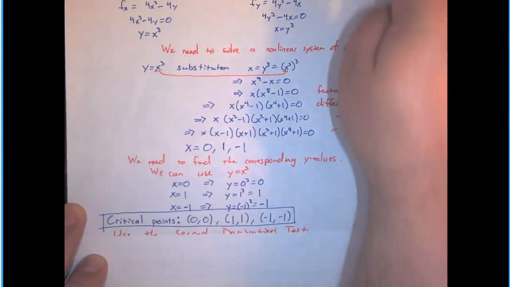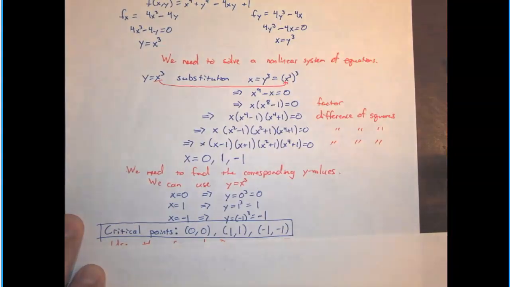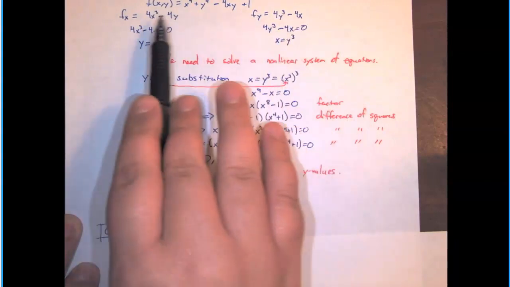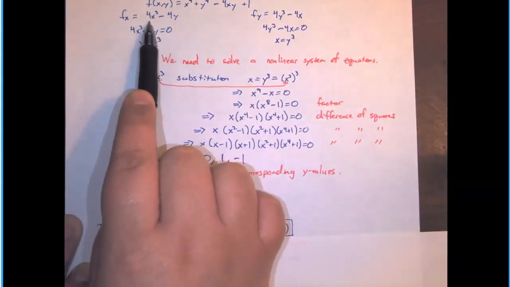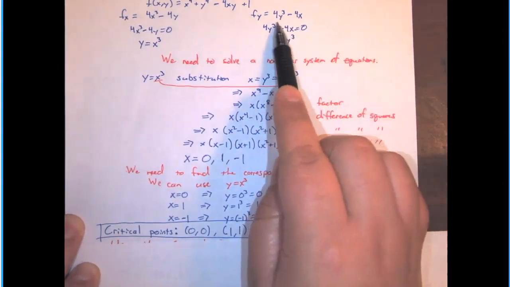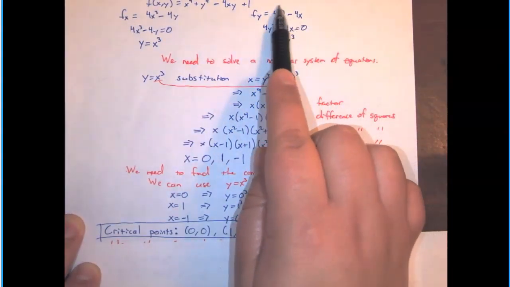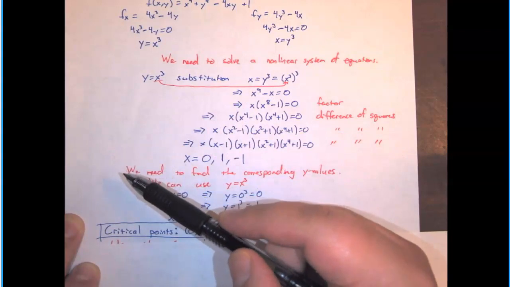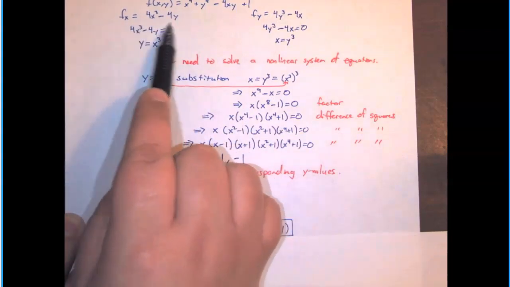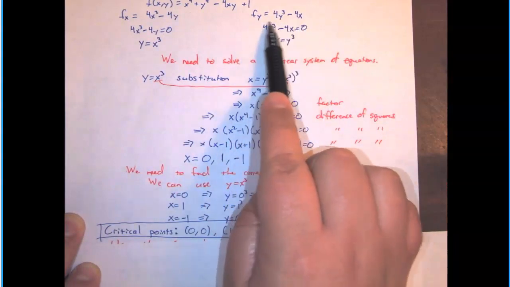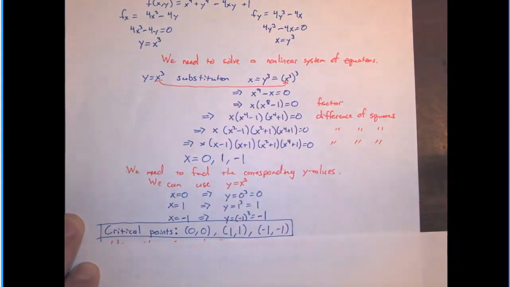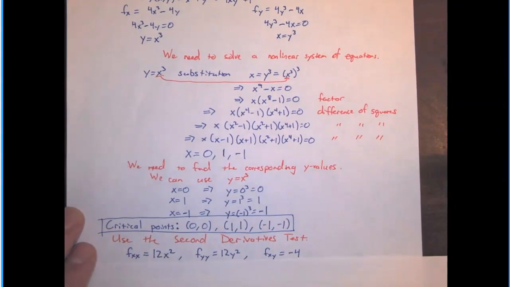Now to figure out what these critical points are, I need to calculate the discriminant. So I go back to the first order partial derivatives. Here I take a partial derivative with respect to x. I'm going to get 12x squared. Here I take a partial derivative with respect to y. I'm going to get 12y squared. And to calculate the mixed partial, I can either take a partial derivative here with respect to y or a partial derivative here with respect to x. They should be the same, and they're both negative 4.